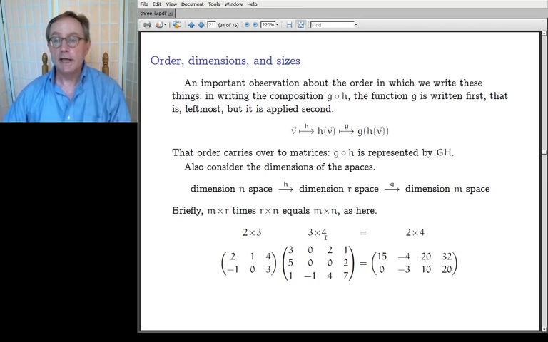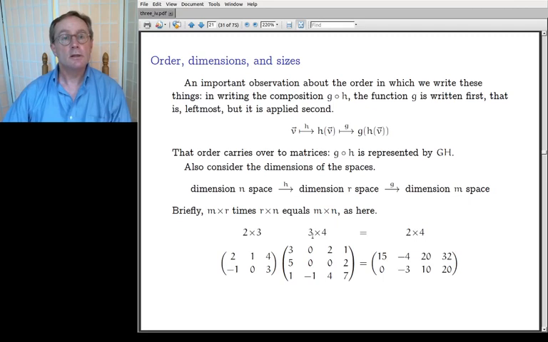Briefly, if you write down the sizes of the matrices, you see that 3 there and that 3 there. It's like that pair of threes kind of cancel. Of course, they don't cancel, but it's like they cancel somehow. And what's left is a 2 and a 4, and that's the answer. You can see the 2, 1, 4 can combine with the 3, 5, 1 to give the 15. So the sizes match up in the right way.